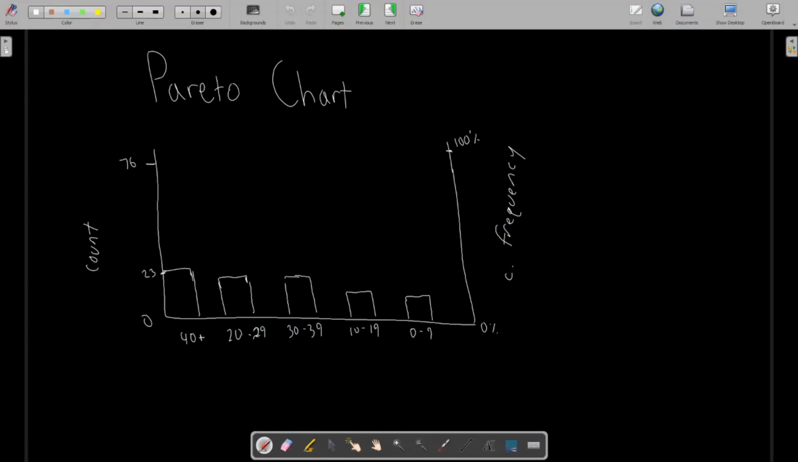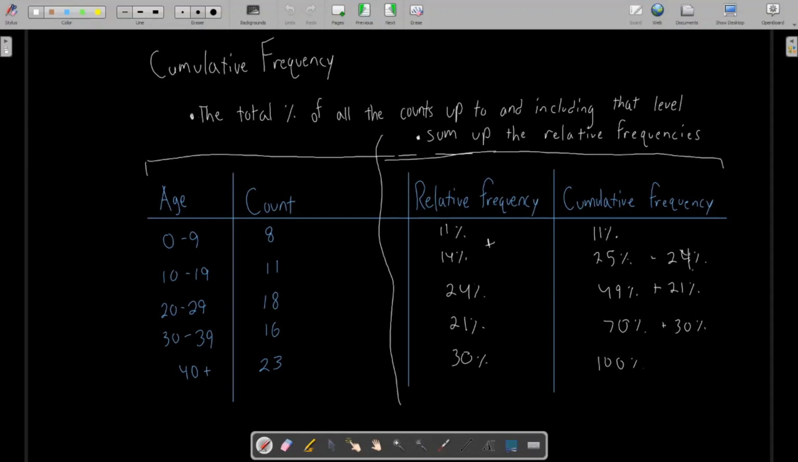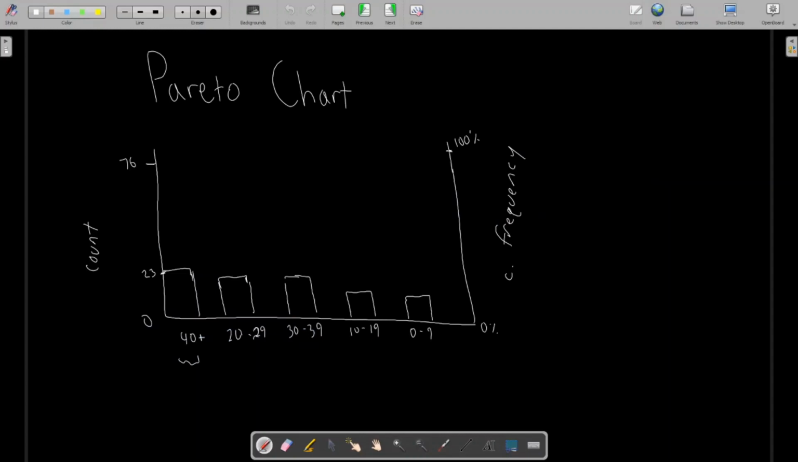And so now we have our bar chart portion, but what about the cumulative frequency? So this we're going to denote with a line that goes up and above all of the bars, eventually resting at 100%. So cumulative frequency for the first bar, the 40 plus, if you recall, was 30%, because that was its relative frequency. And so we'll start with a dot right in the middle of it. And over here, that would denote about 30%.